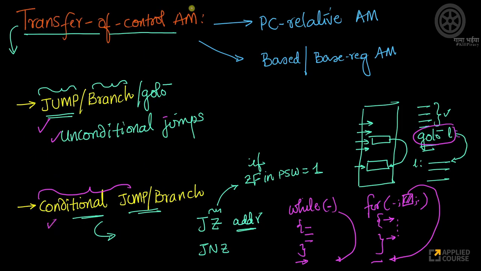Now coming to the addressing mode itself, there are broadly two types. One is called the program counter relative addressing mode. Remember, the program counter always has the address of the next instruction that we want to execute. This is sometimes referred to as PC relative addressing mode or simply relative addressing mode. The second type of transfer of control addressing mode is called based or base register addressing mode. We'll understand both of them in lots of detail.